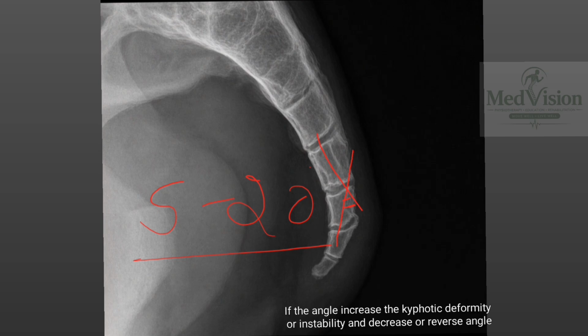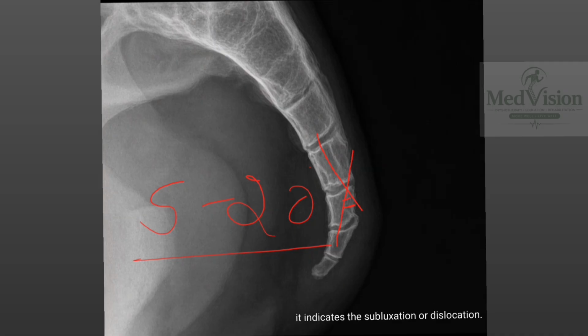If the angle increases, it indicates kyphotic deformity or instability, and a decreased or reversed angle indicates subluxation or dislocation. This angle is helpful to detect segmental abnormalities.